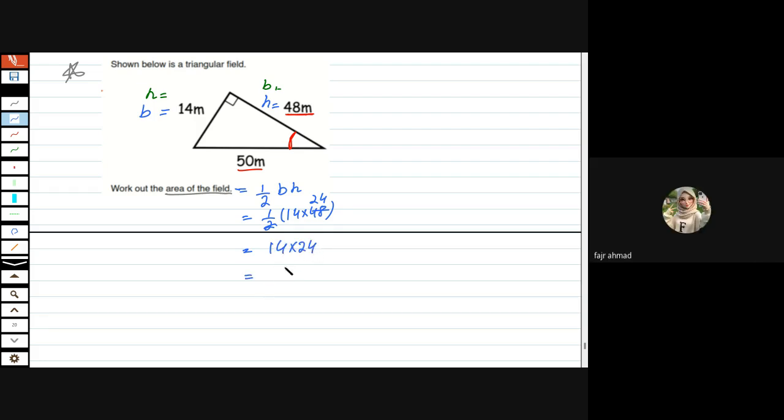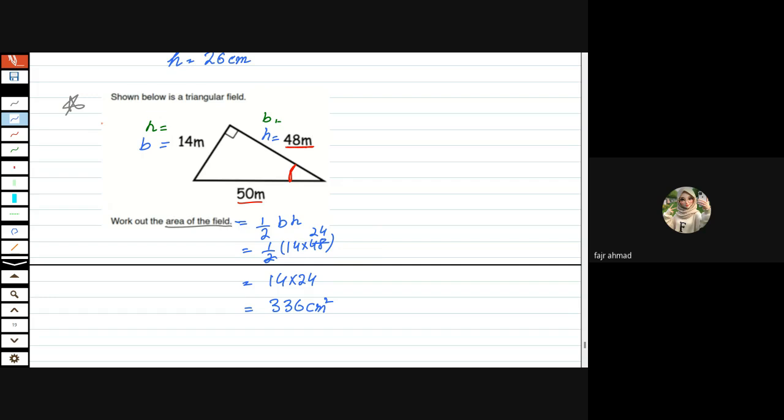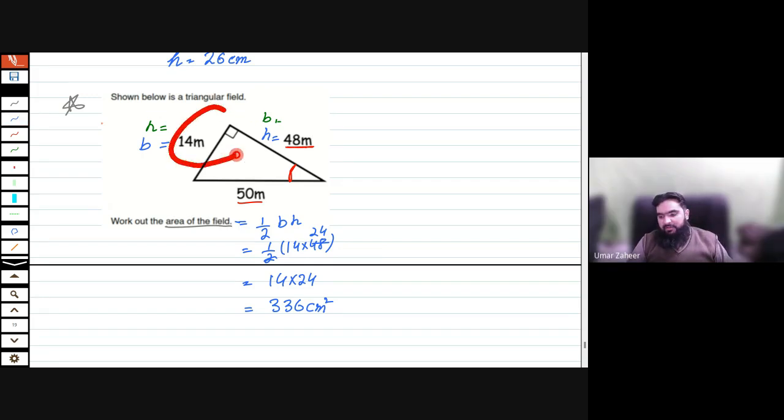336. Sir, 336. 336 centimeter cube. Yes, everyone, it is clear that all of you have to look for the sides that are making a 90-degree angle. Clearly, 50 is not making a 90-degree angle with any other sides.